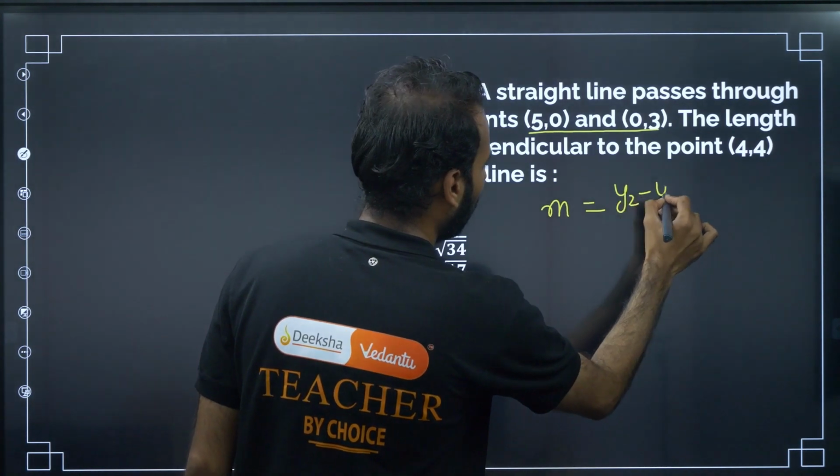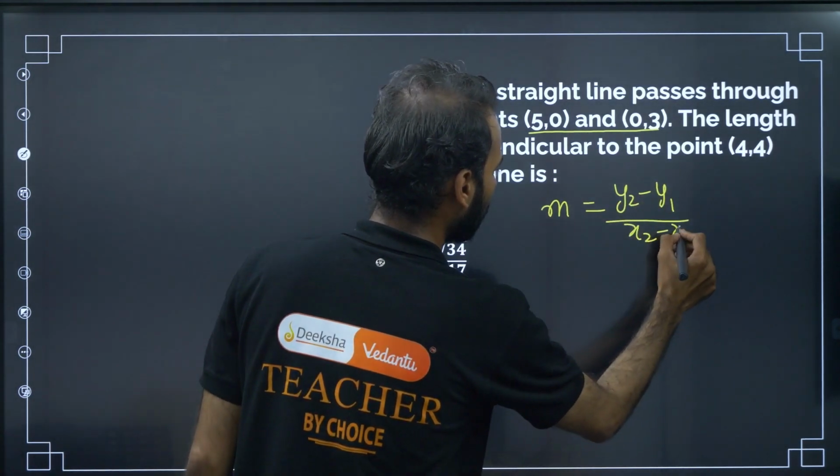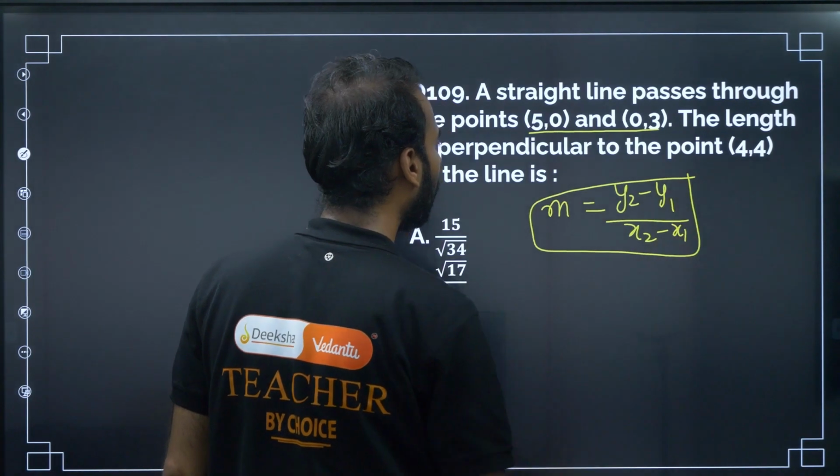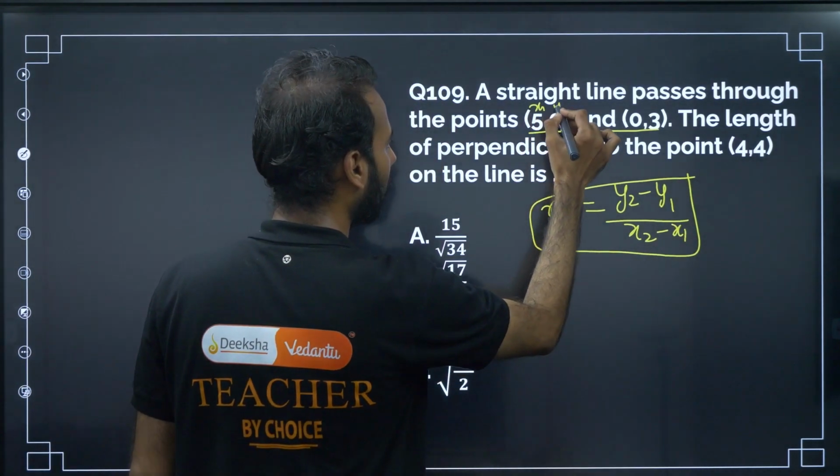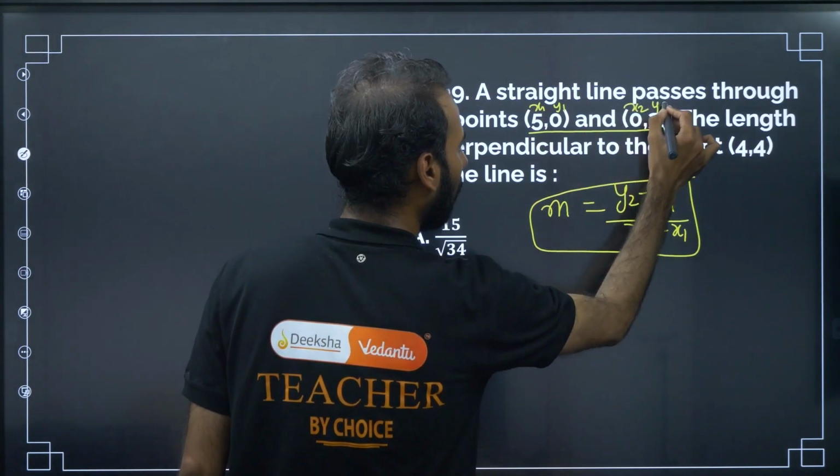The slope formula is y2 minus y1 divided by x2 minus x1. This is the formula for slope. Everybody should know this because it's the most fundamental thing. So let me mark this as x1, y1, and let me mark this as x2, y2.